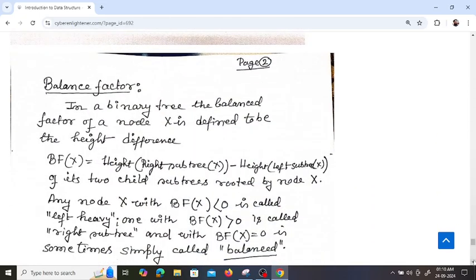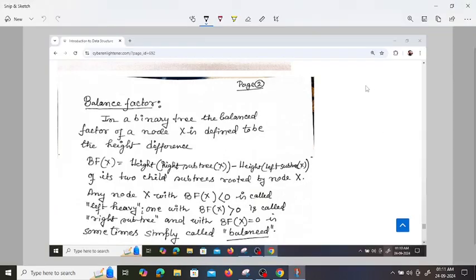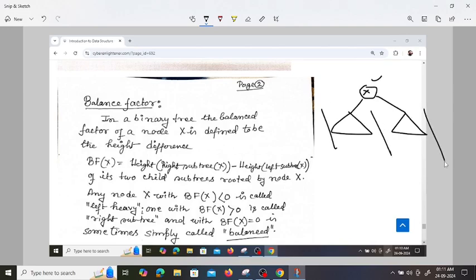Now in this AVL tree, one particular factor is there, which is called the balance factor. So what is the balance factor? In a binary tree, the balance factor of a node X is defined to be the height difference. Let's say here is node X, and it has one left subtree and one right subtree. The difference between the height of the right subtree and the height of the left subtree will be called the balance factor.